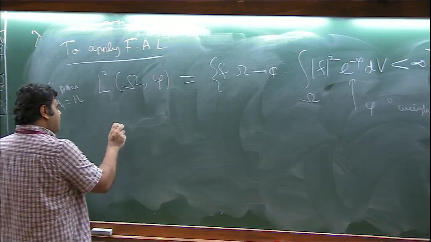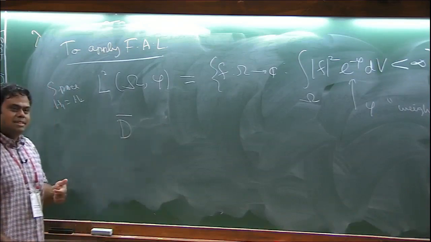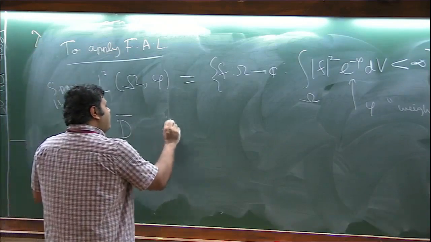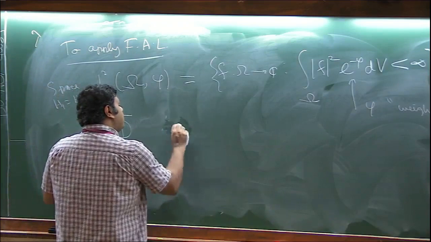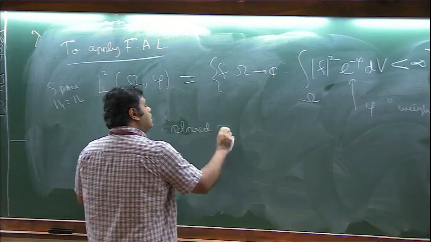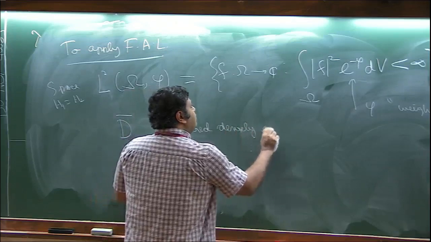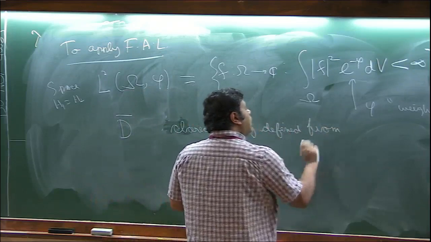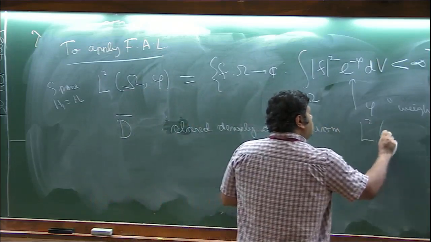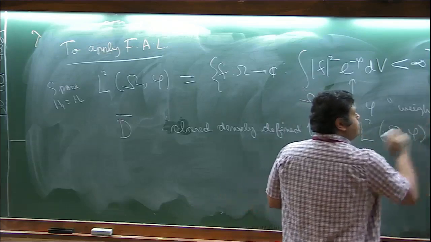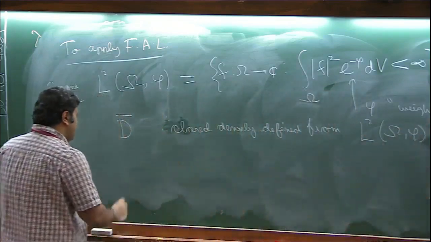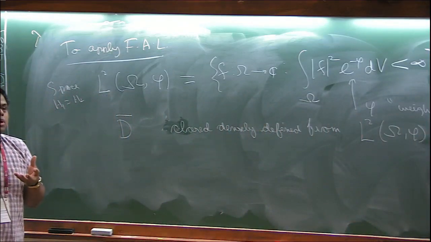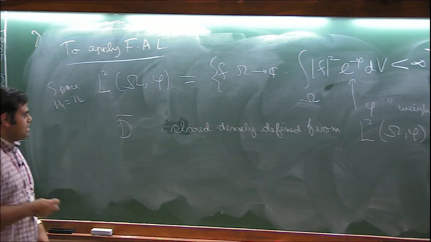And my only operator, I will denote it like this. So I introduce this operator. This is going to be a closed densely defined operator from L2(Ω, φ) to itself. Let me define this. As we just learned, in order to define a closed densely defined operator, the first task is to decide on the domain. What is the domain of this operator?